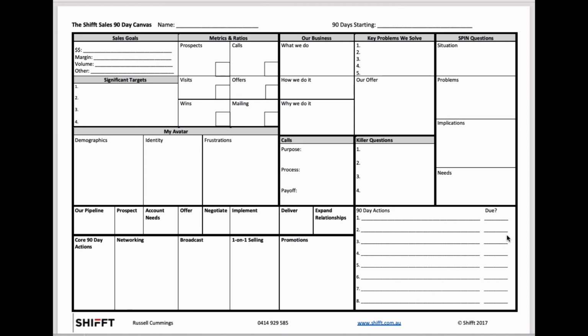All right. And the last piece is then, what are the 90-day actions? What are the actions I'm going to take in the next 90 days, and what's the date in order to move my sales process along? As I keep mentioning, if you go to the Shift website, there's a heap of resources here that will help you with some of these areas.